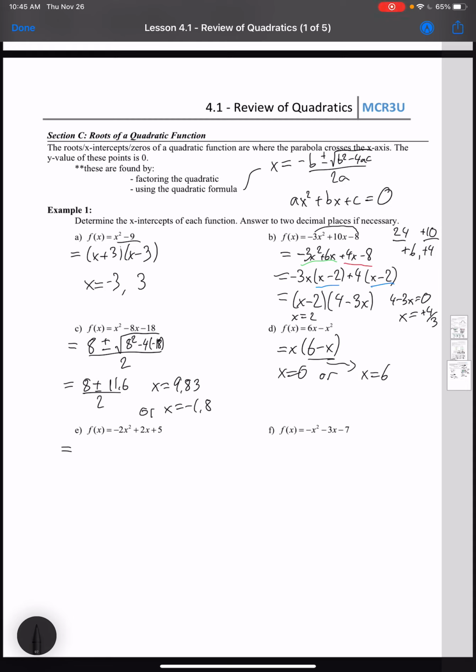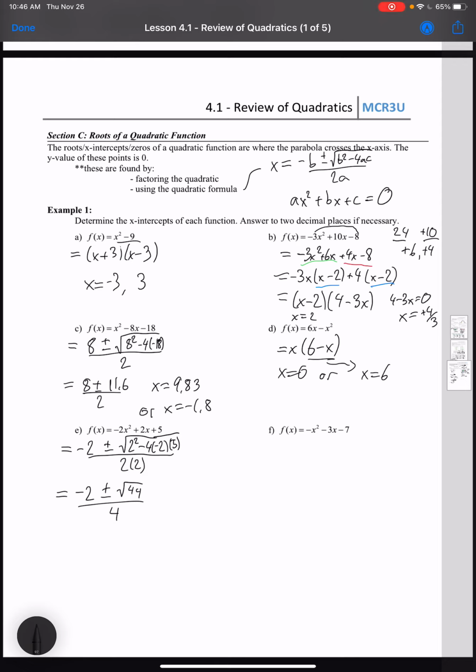So what's your b value? It's 2, so it'll be negative 2. Then inside you have b squared, so you have 2 squared minus 4 times your a value, which is negative 2, times your c value, which is 5. All of that is over 2 times a, which is 2 times 2 in this case. When you simplify that, you should get negative 2 plus or minus the square root of 44 all over 4.